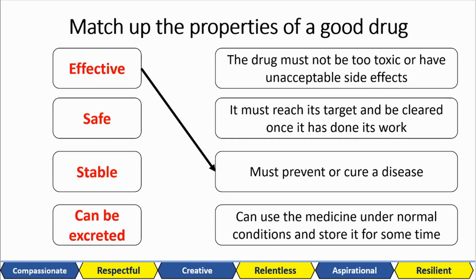An effective drug prevents or cures the disease. A safe drug isn't very toxic and doesn't have unacceptable side effects. A stable drug can be used and stored under normal conditions. And a drug that you can excrete means that it can reach its target, do its job, and then be cleared out of your body through your wee or poo.